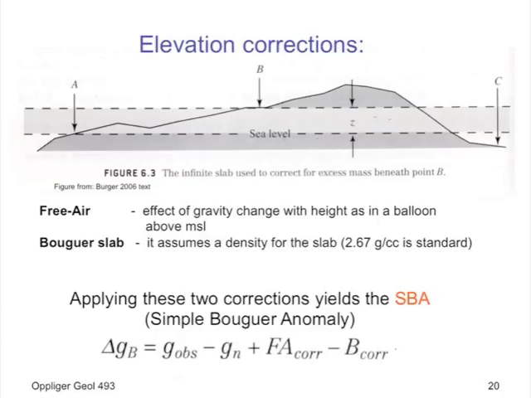That's why it's called the free air correction. There's no density between the datum and where we're making the measurement. When we make a measurement on a hill above our datum, we know that's not true. But first, we make the free air correction, and later on, I'll show you the equation for that.